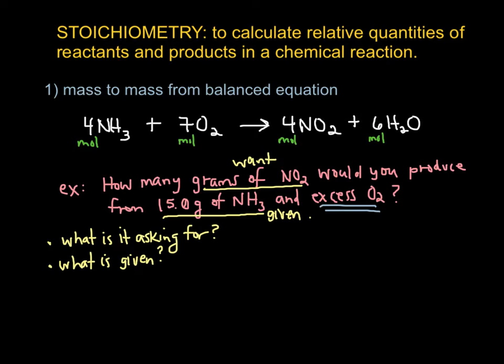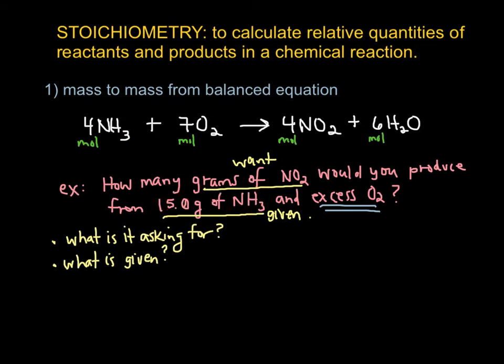Now, sometimes it doesn't say this in the question, but sometimes it does, so I just wanted you to understand what excess O2 really means. It just means that your amount of NO2 isn't going to rely on your oxygen amount. Your oxygen, you have plenty. Your amount of NO2 is going to rely solely on how much NH3 you are given, which in this case is 15 grams. All right, so we know what we're starting with and we know what we're given.